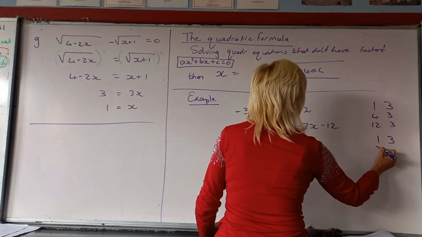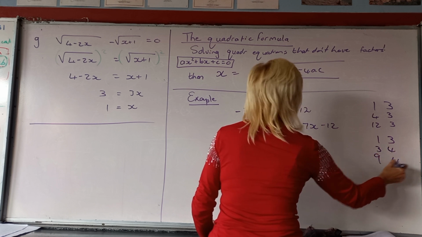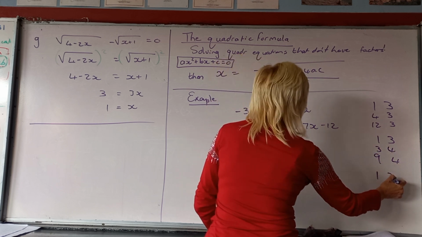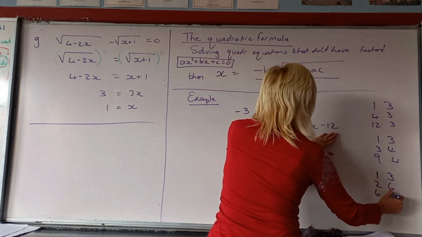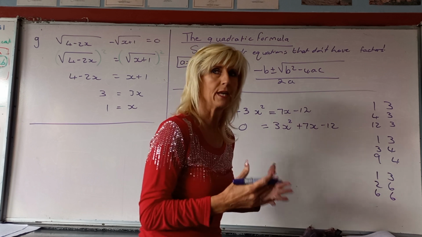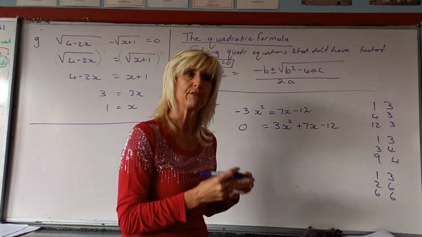Let's multiply the other way around. 9 and 4, I'm not getting to 7. Only 1 and 3 can work, eh? 2 and 6, and I'm searching, I'm not getting to 6. I'm not getting there because it doesn't have factors.